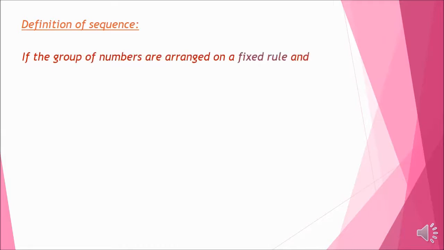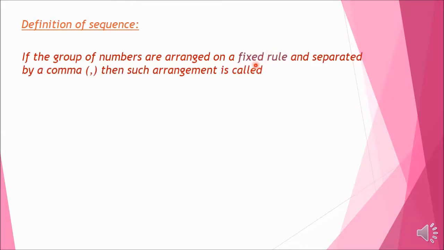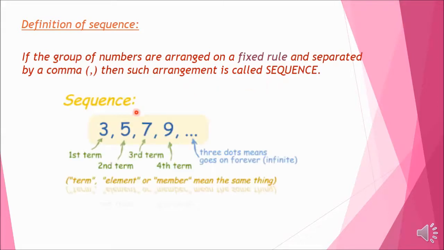Now the definition of sequence: if a group of numbers is arranged on a fixed rule. Now there are two words, fixed rule, and we will come to this later. What does fixed rule mean? Separated by commas, then such an arrangement is a sequence. Sequence is nothing but just an arrangement of numbers on a fixed rule. Numbers must be arranged on a fixed rule. The word fixed rule has a significance in the definition, and we will understand it later on. It is a group of numbers arranged on a fixed rule and separated by commas, and such an arrangement is called a sequence.